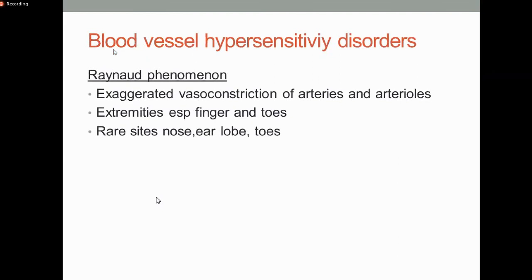Now there are certain types like Raynaud phenomena. These are different kinds of phenomena associated with vessel hypersensitivity syndrome. First is Raynaud phenomena: exaggerated vasoconstriction of arterioles, especially in the fingers and toes. Rare sites can be peripheral sites like the nose and earlobes. So this is exaggerated vasoconstriction of mainly the peripheral areas of the body.